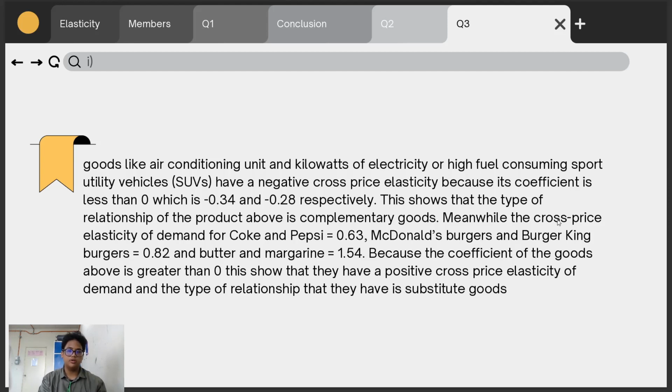Meanwhile, the cross price elasticity of demand for Coke and Pepsi equals 0.63, McDonald's burger and Burger King burgers equals 0.82, and butter and margarine equals 1.54. Because the coefficient of the goods above is greater than 0, this shows that they have a positive cross price elasticity of demand, and the type of relationship that they have is substitute goods.